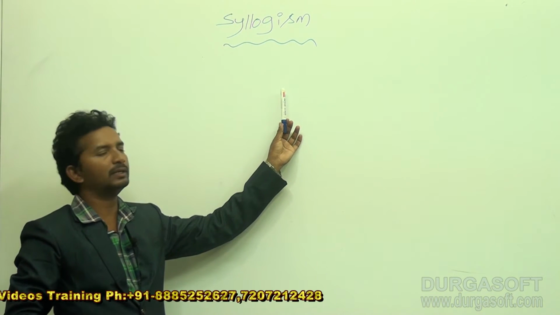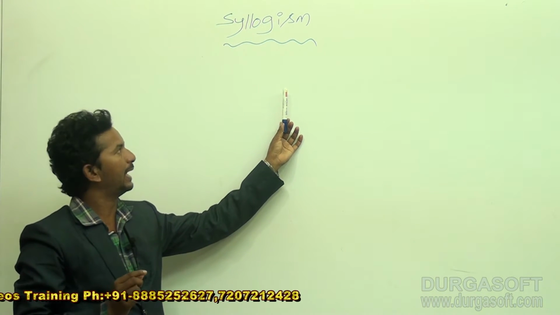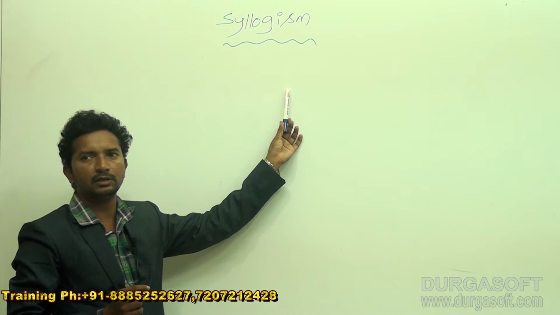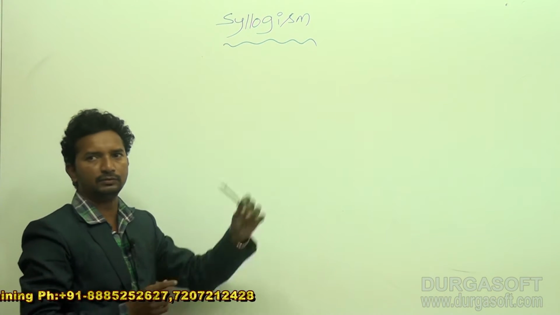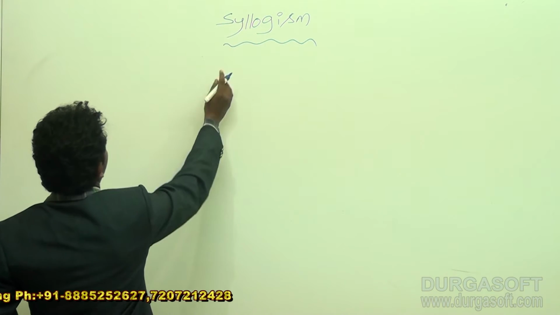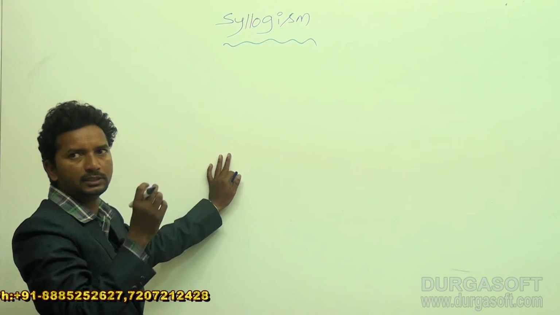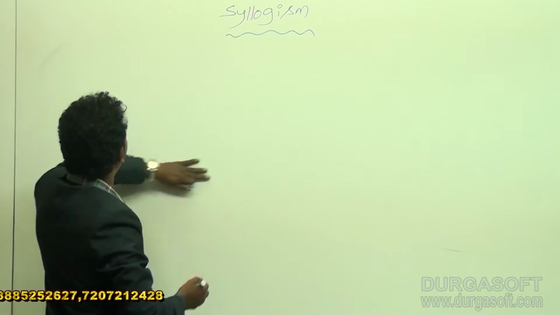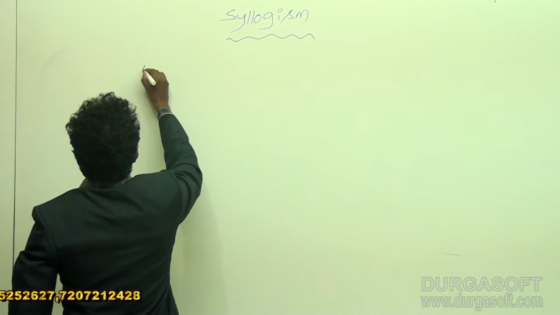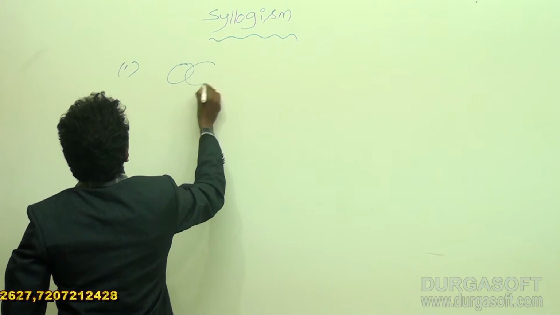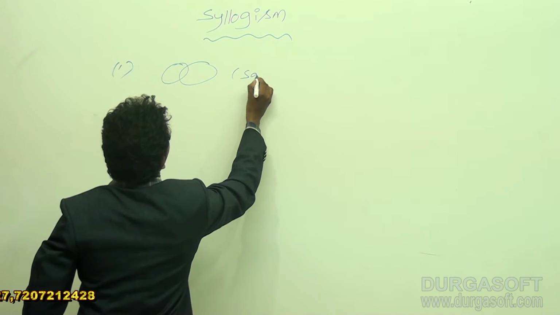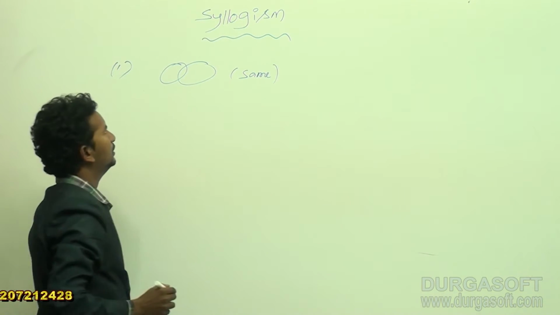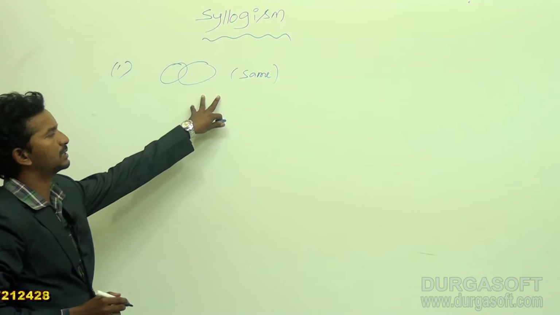Now you find the diagrams. What are the diagrams in syllogisms? First, see the diagrams: what diagrams are there, and how many methods are there in this syllogism? First I am going to the diagrams. The first diagram is called a some diagram. This intersection is called the some.